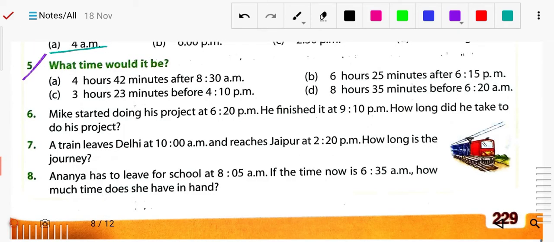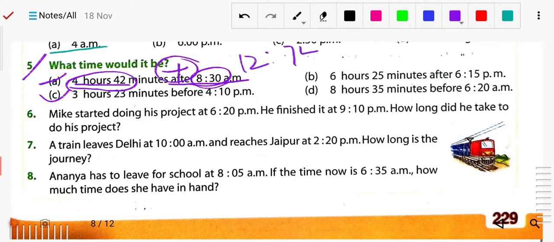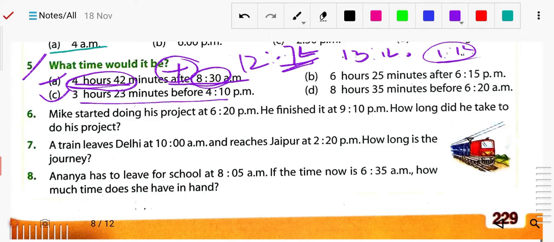Now we will solve question number 5. Here in part A, you can see 4 hours 42 minutes after 8:30. After means you have to add. So 8:30 plus 4 hours 42 minutes, when you add these two, you get 12:72. 72 we cannot write, so 1 will come here, so it will be 13:12. So your answer 13:12 means 1:12 PM will be the answer. You can add these two numbers given.